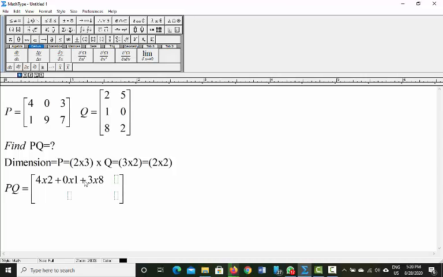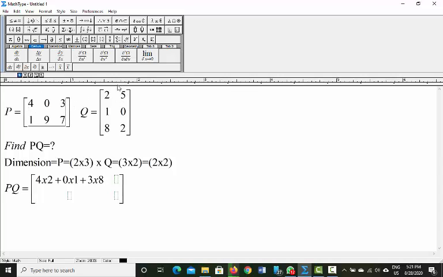We have already multiplied the first row with the first column, so the result will be in the first row and the first column. This is the first row and this is the first column. Now we will multiply the first row with the second column.